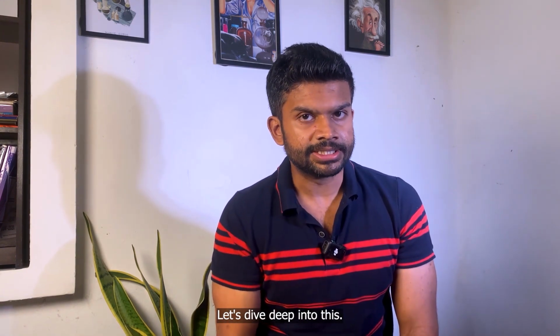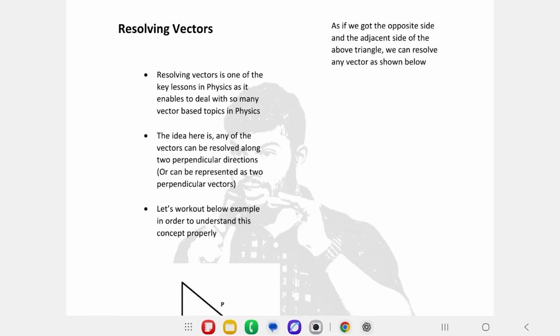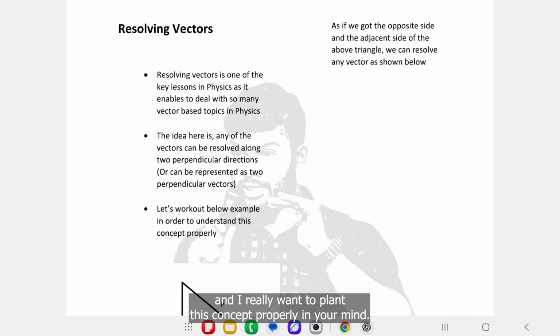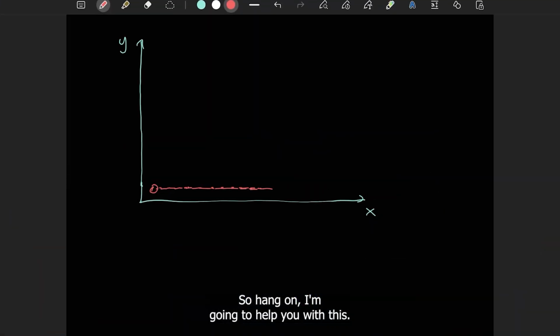Let's dive deep into this. I'm going to explain what vector resolution is. Vector resolution is the heart of mechanics, because in this concept we learn that any vector can be resolved in two perpendicular directions. Let me walk through this concept carefully, and I really want to plant this concept properly in your mind. So hang on, I'm going to help you with this.